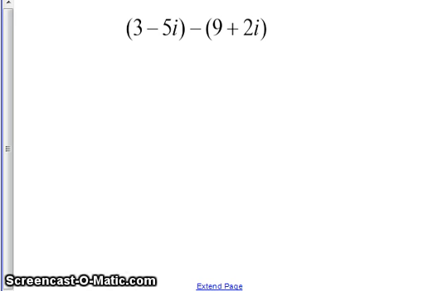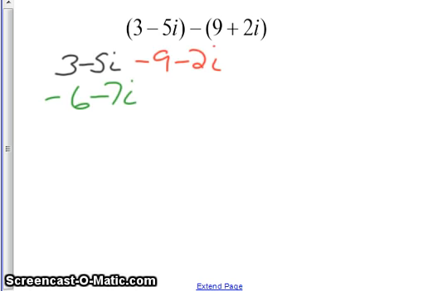All right, can you try that one for me, please? So I distributed the negative to the second parentheses, and then I combined like terms.